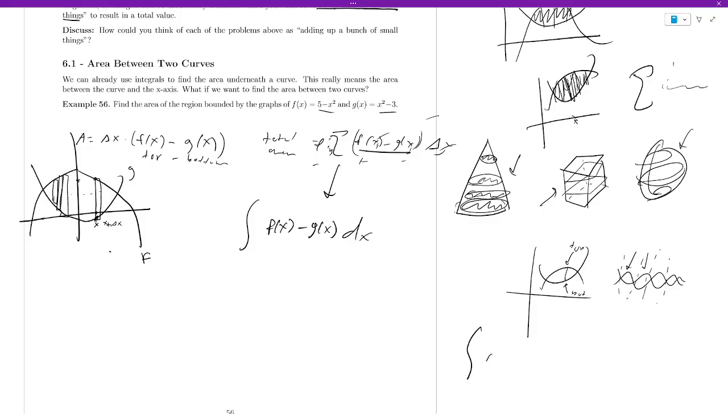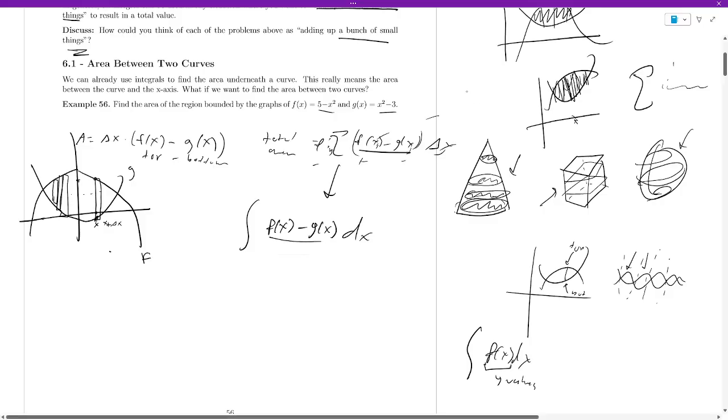So like before, if you just have the integral of f of x dx, like these little adding up a bunch of small things that I mentioned before, the y values here are like the small things. So I can think of this as add up a bunch of y values. Whereas with this new one, the small things are this integrand. So I want to think of, okay, add up a bunch of numbers, but these numbers are representing the heights of these vertical lines. Or if you imagine the dx as a little bit of width, then it's the height times that width.